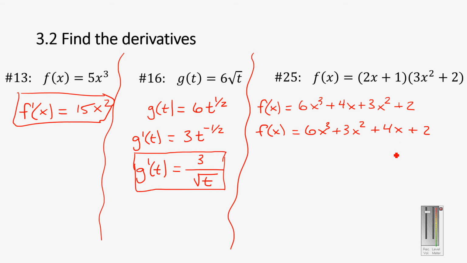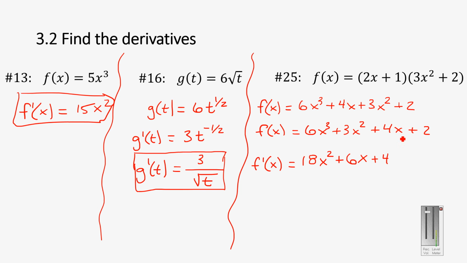Now it's just a matter of taking the derivative. I'm going to rewrite this as f prime of x. When you take the derivative of a polynomial, it's essentially the derivative of the parts. So 6x cubed, we know how to do that: 3 times 6 is 18, subtract 1 from the power, it's 18x squared. Plus 3x squared takes 2 times 3, becomes 6, take 1 from the power, becomes 6x. And then 4x, same thing, x to the 1, so 1 times 4 is 4.